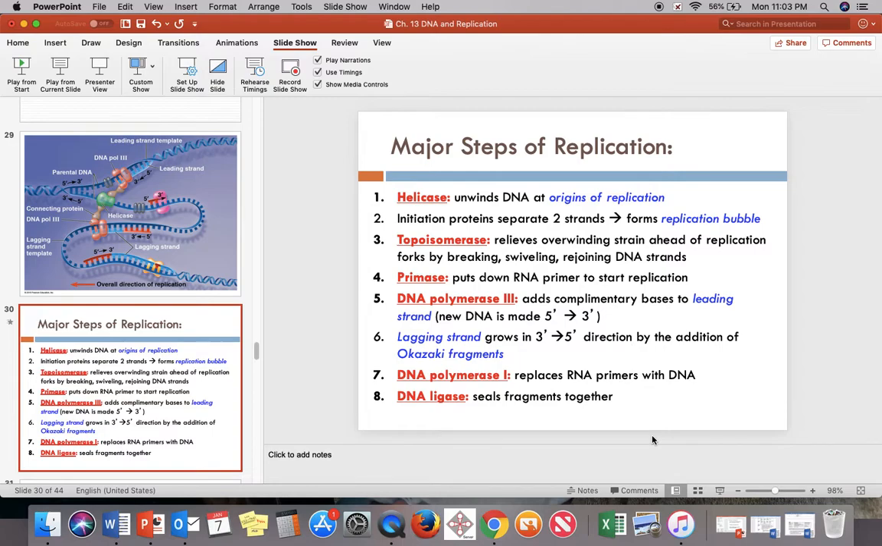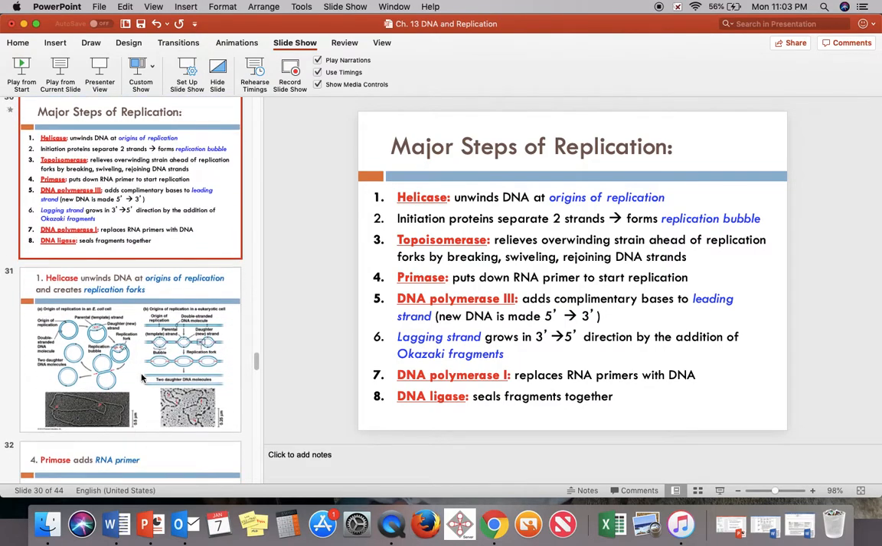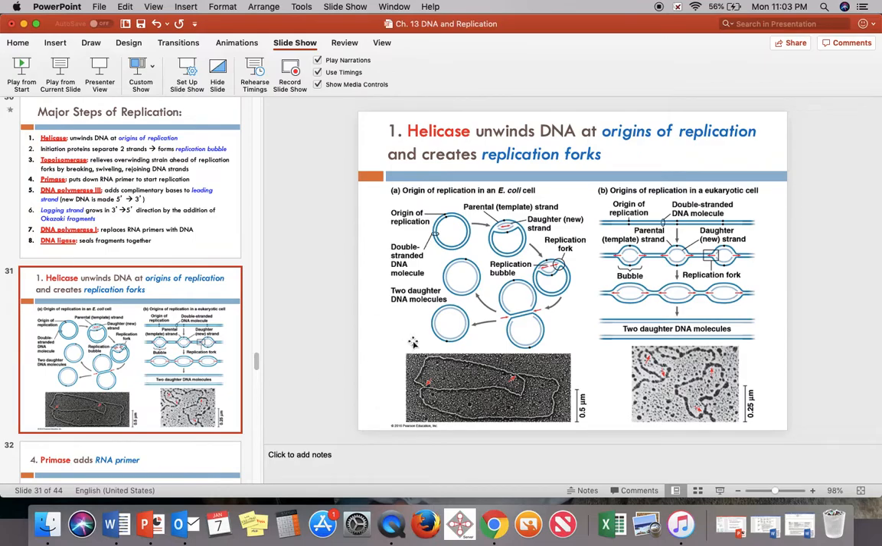Again, this gives you kind of a synopsis of what I just told you in all my great wisdom, and then this breaks it down by certain steps. Helicase, of course, does the unwinding, and it forms these replication forks. We're going to look at the difference between DNA replication as well as protein synthesis, which we'll focus mostly on, between prokaryotic organisms and eukaryotic organisms.